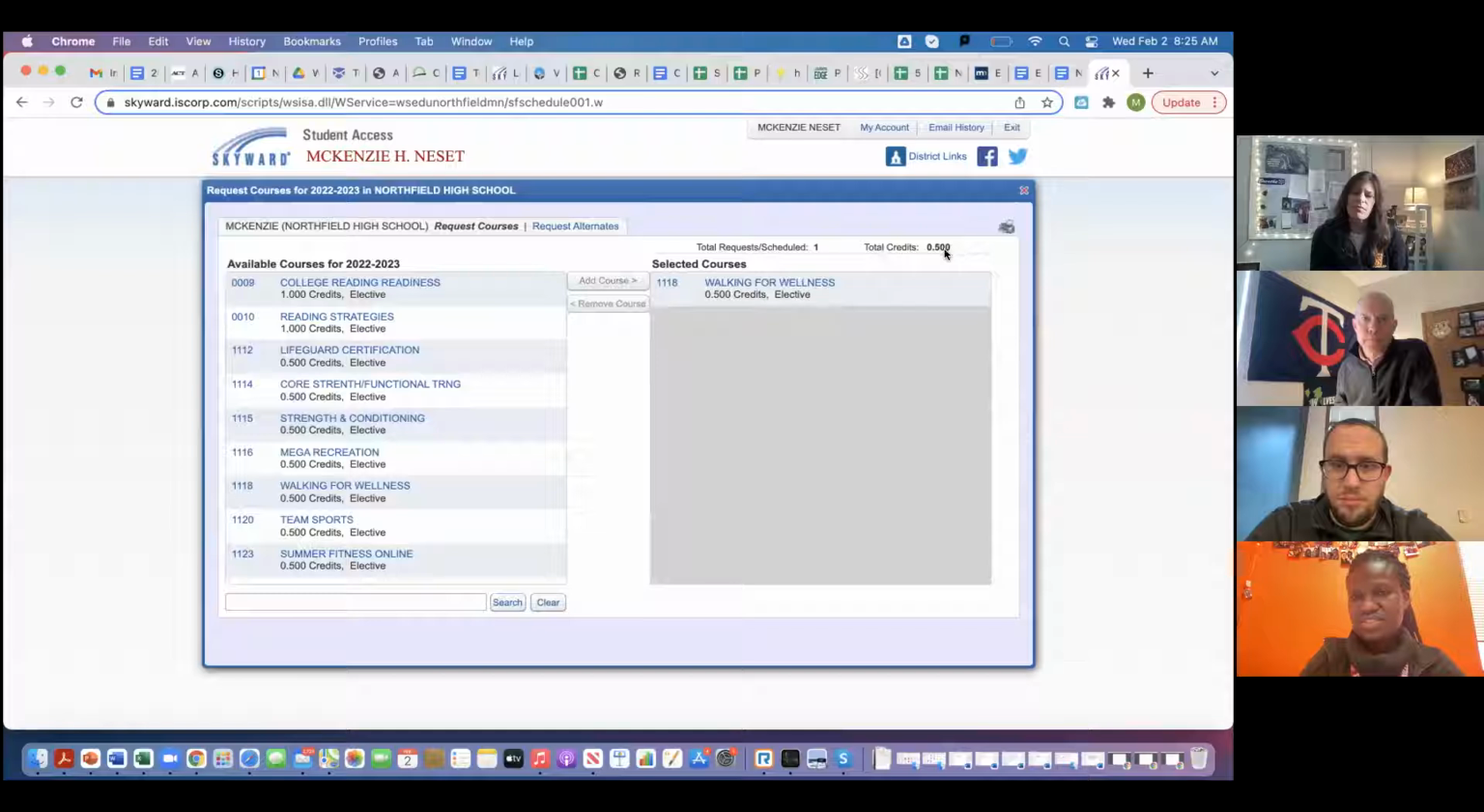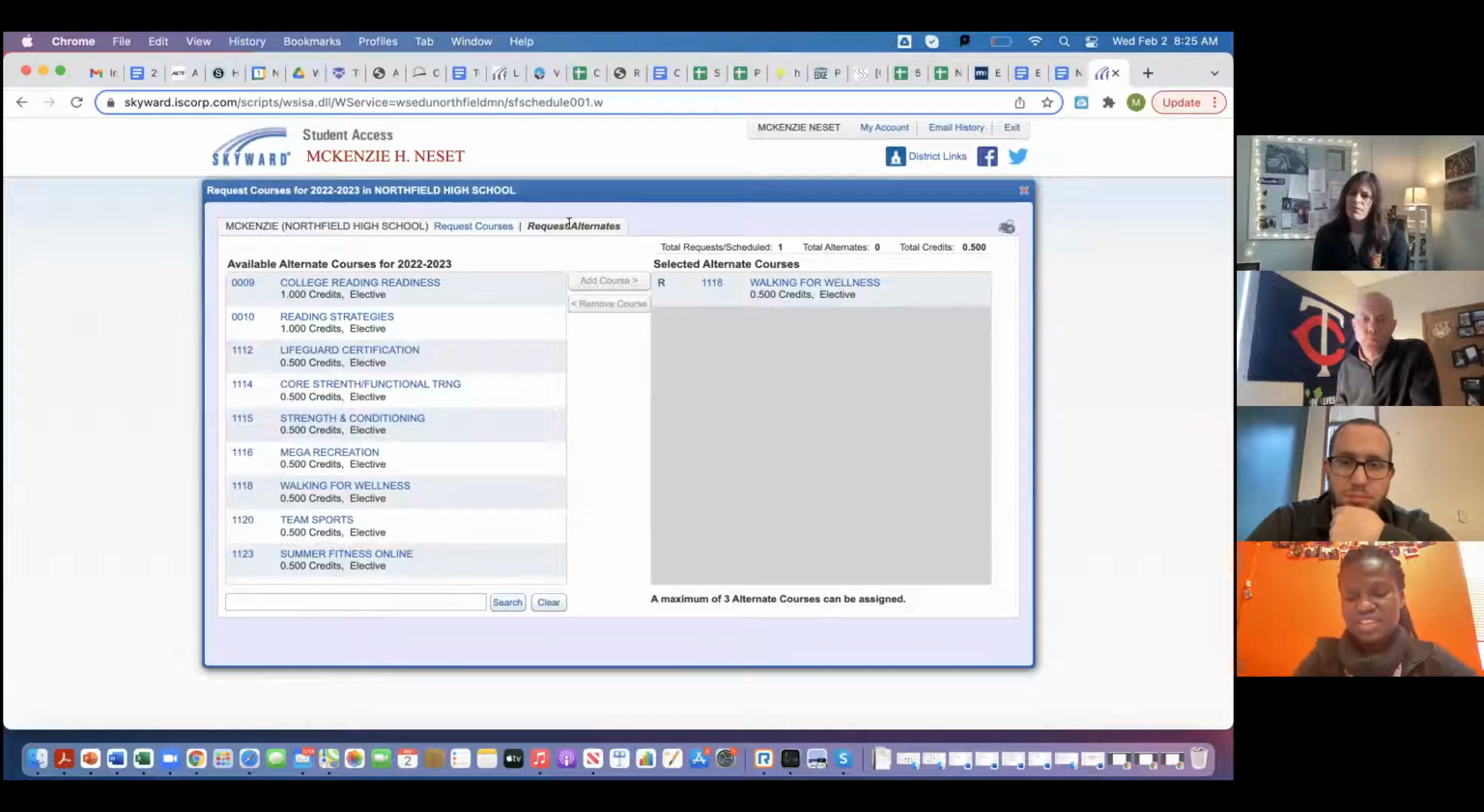So then once you register for 6 credits, you're going to go over to request alternates. And this is very important because if for some reason one of the classes you requested doesn't fit into your schedule or is not available, we're going to select from the alternate list as we're adjusting schedules this summer to get you up to 6 credits. If you do not request alternates, then your counselors have to try and guess where to put you. And what we select for you may not be what you would have liked to take. So make sure you're requesting your alternates. Make sure you request 3 alternates.